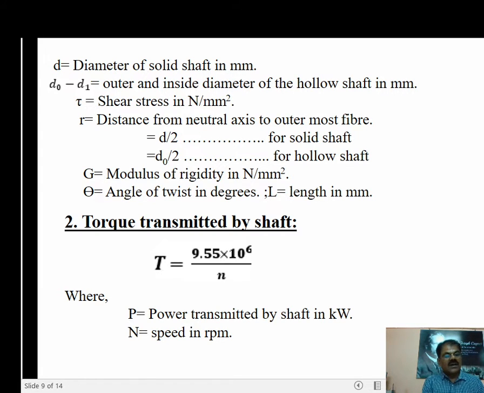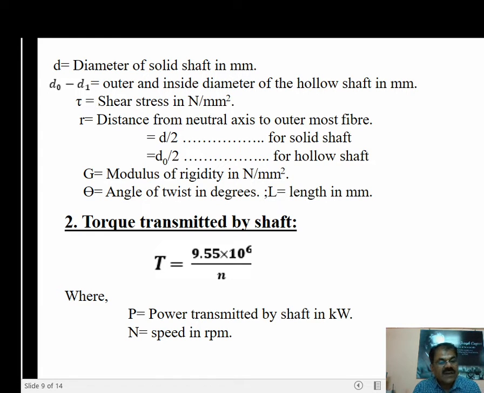Then G is equal to the modulus of rigidity, measured in Newton per mm square. Coming to theta: theta is the angle of twist of the shaft, which is measured in degrees. It may be 1 degree or 2 degrees, like that.